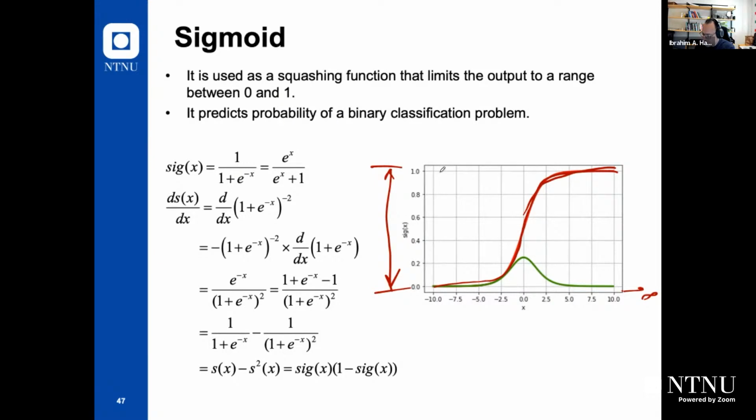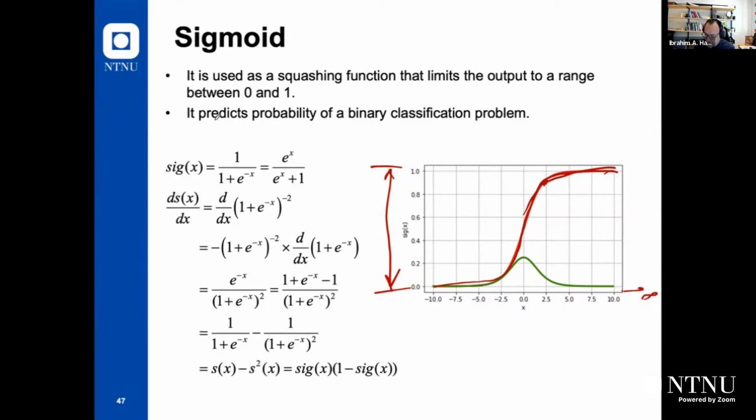So imagine that you have, for example, 2.5, it will be converted into this number. 10, it will be converted into this number. 10 million, it will be converted to a number close to 1, right? So this is the function. It predicts the probability of a binary classification problem. You have two classes, for example, dogs and cats. We can use this sigmoid function for calculating the probability of a binary classification problem.